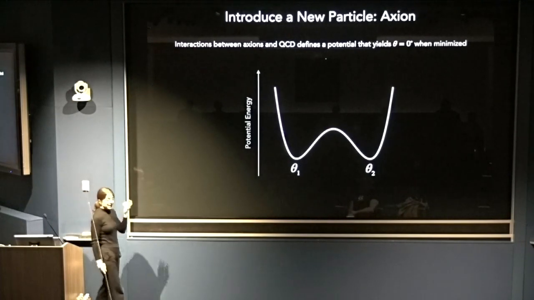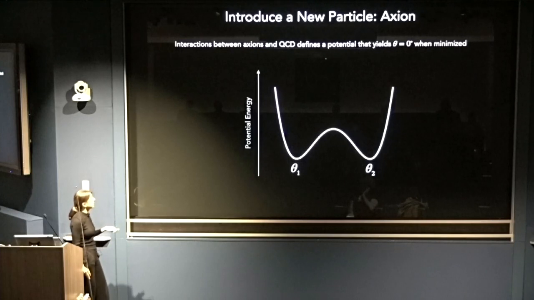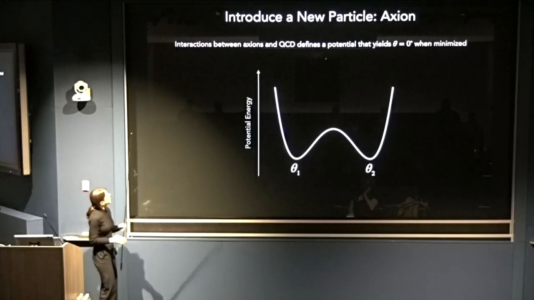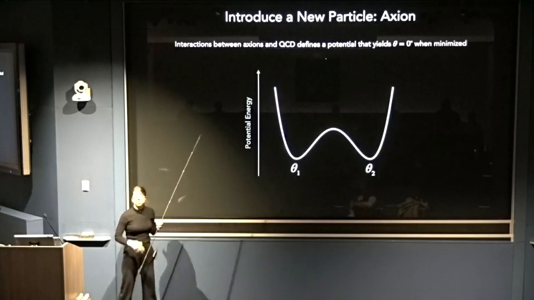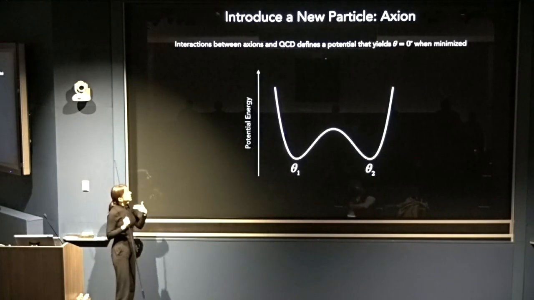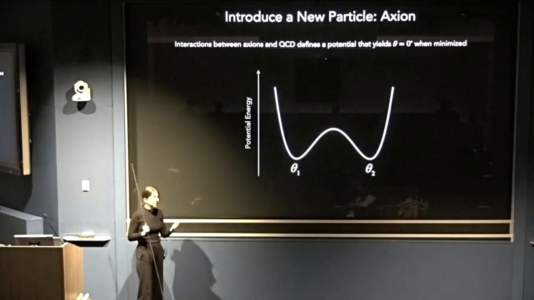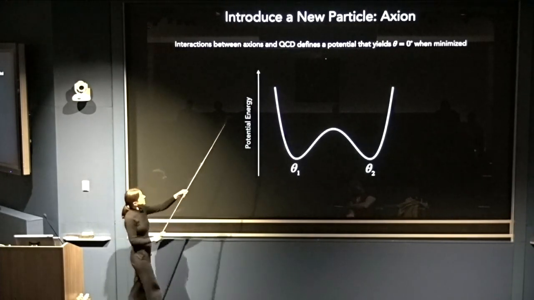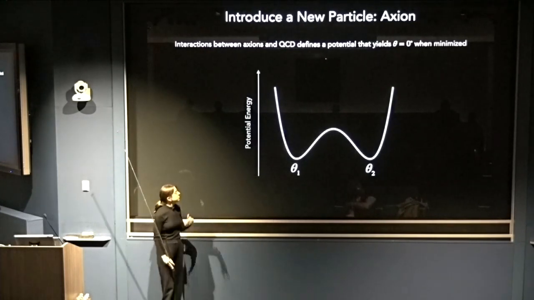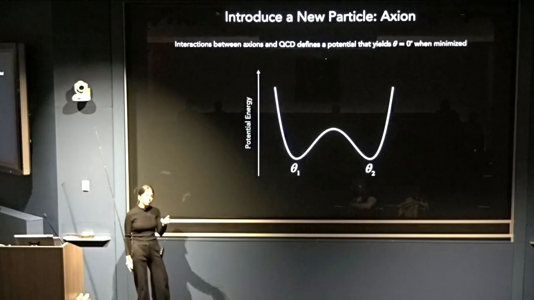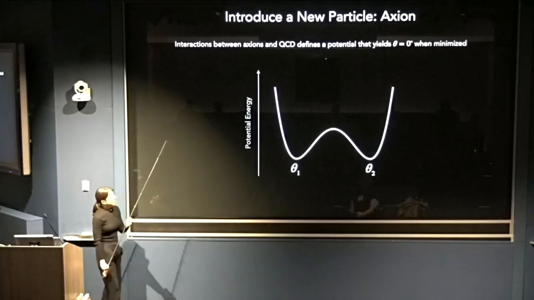So by that same analogy, the way we think about the neutron EDM is to say that we introduce a new particle, we call it the axion, and we say that the axion can interact with quarks and gluons in such a way that it sets a potential energy. And when we minimize that potential energy, we essentially choose the special value of theta of 0, which is what we actually observe.